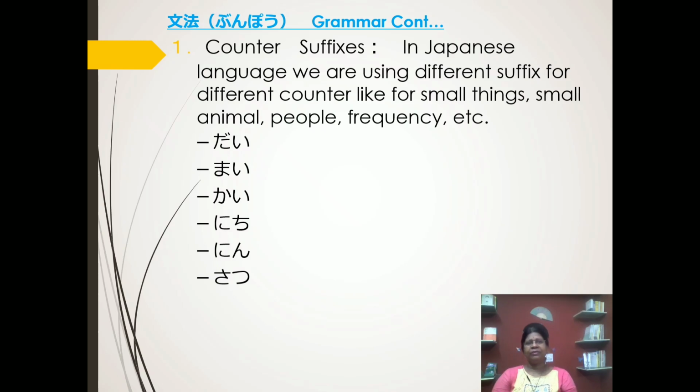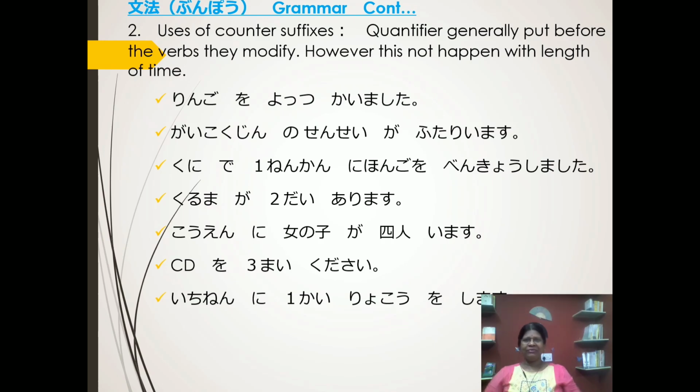Now we will learn grammar of the counter suffix. Okay. In Japanese language we are using different suffix for different counter. Like for small things, small animal, people, frequency, etc. We already learned dai counter suffix is used for the machinery things, mai used for flat things like CD, paper, kai for frequency, nichi for day, nin for person, satsu for counter for the book or notebook. Let's learn some grammar related to counter suffix. Uses of counter suffix.